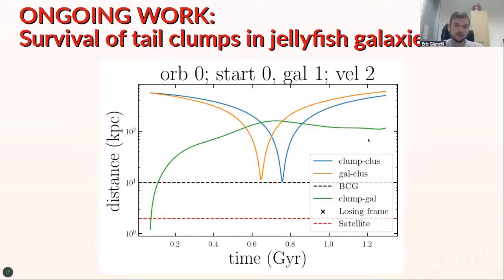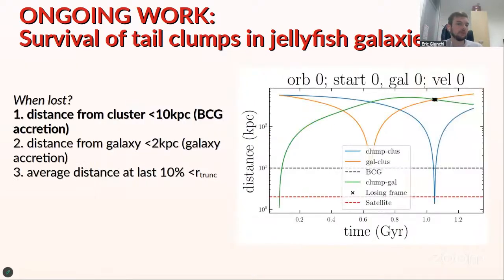So at the end of the simulation, we can, in a sense, decide if the clump has become a wanderer or not. At the moment, we have decided on 3 possible conditions for which the clump is not a wanderer. The first case is if at a certain point the distance of the clump from the center of the cluster is smaller than 10 kiloparsec, because we assume that it got too close to the brightest cluster galaxy, and so it got accreted by the BCG itself.